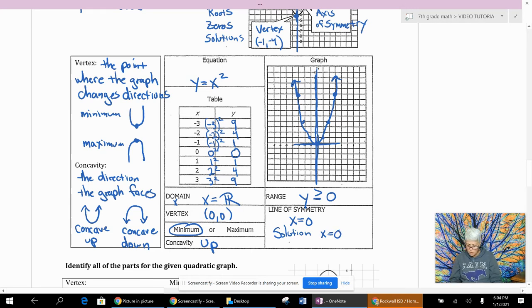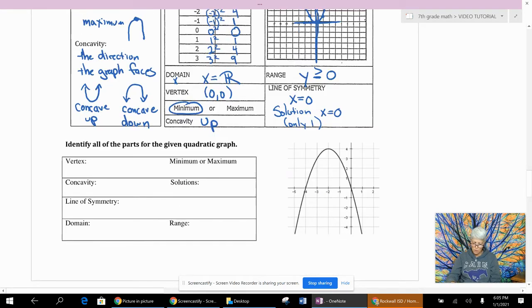Okay, and I'm going to go ahead and put this in here. There's only one. So what does that mean? With parabolas, wherever it crosses over the x-axis is a solution. There could be no solutions. It might not cross the x-axis at all. There could be one solution, or there could be two solutions. So I went ahead and just noted that, even though technically we haven't learned it yet. We'll get to it though in a little bit. All right, let's keep going.